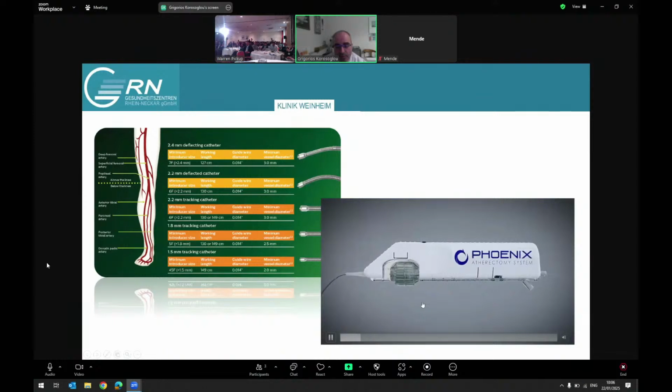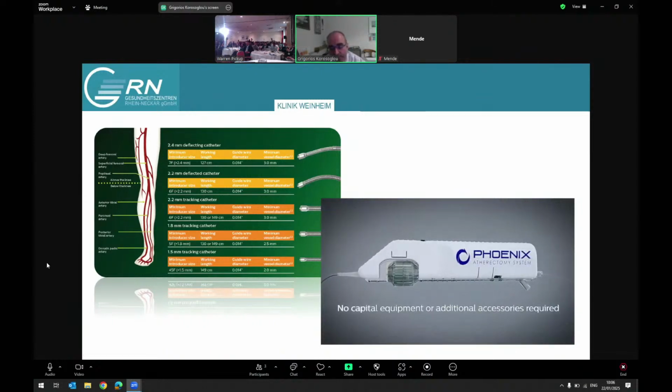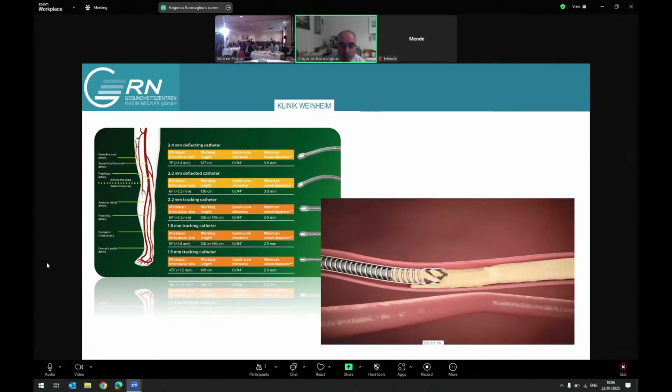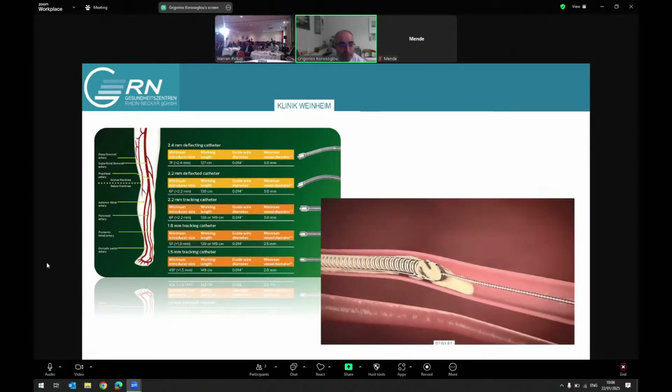This is like a demonstration. So here you can see it's a standalone procedure. You don't need a console to do the Phoenix atherectomy, which means you do not need a capital investment in order to start with such a procedure.